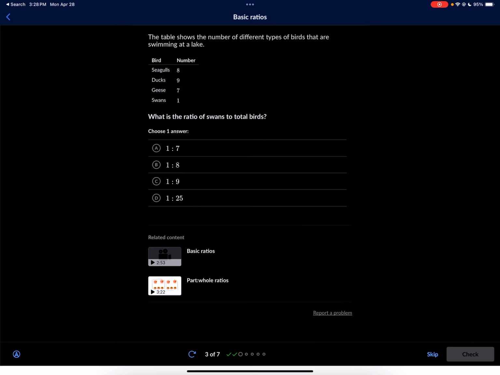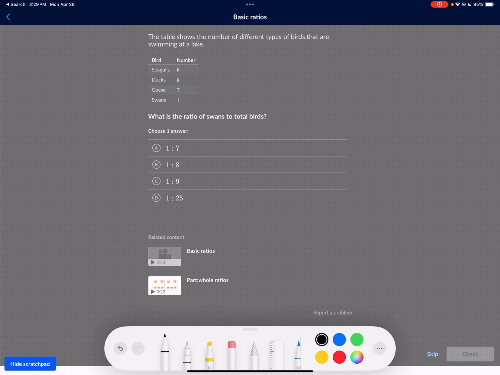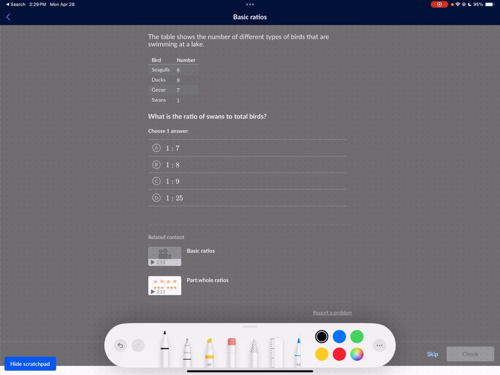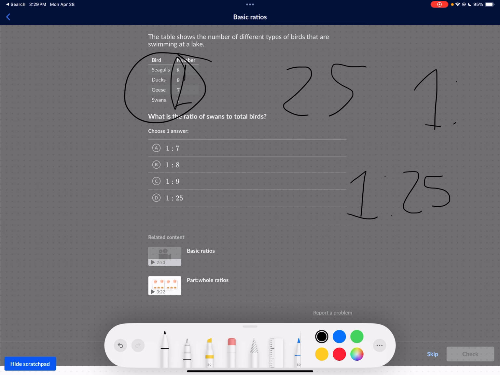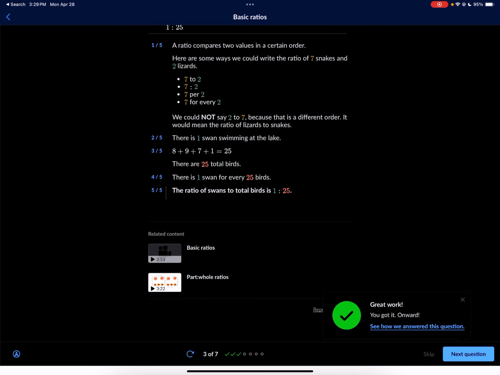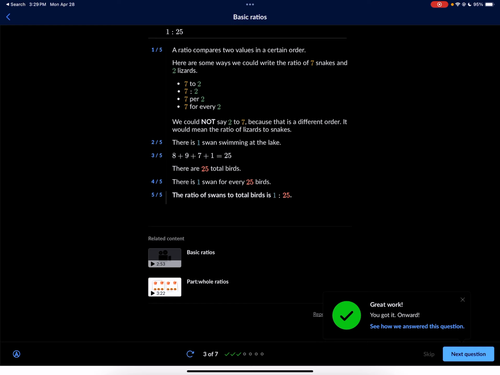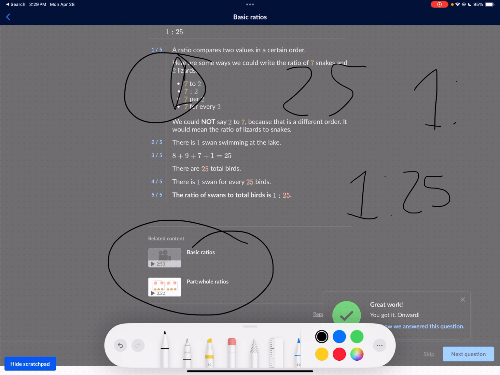Okay, let's do our next problem. The table shows the number of different types of birds that are swimming at a lake. What is the ratio of swans to total birds? So we have another part to whole. How many swans are there based on this graph? 1. So there's 1 swan. And how many are there total? If we add all these numbers, 25. So our ratio must be 1 to 25 because we have part to whole. So D must be our answer here. Here's the answer explanation. If you got that right, good job. If you didn't, here are some videos, and you can always ask me for help. And happy studying.